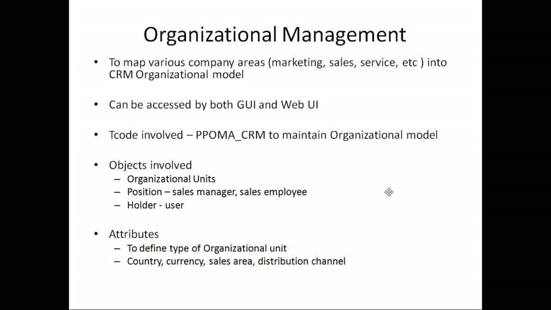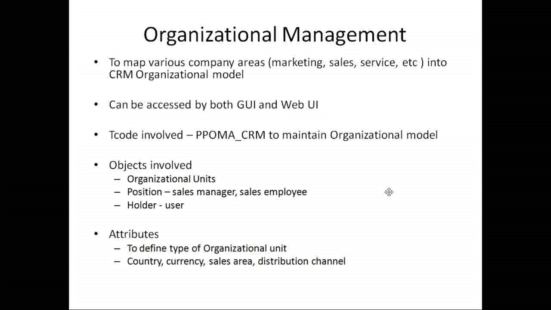So the main objects involved here are organizational units, that is like department, project team, and the next object is position, such as the sales manager, sales employee, team lead, and the holder, which will contain the user. So these are the major objects involved in the org model. So here ABC will be the organization under which, for the position sales manager, John will be assigned, and under the position sales employee, Peter will be assigned.